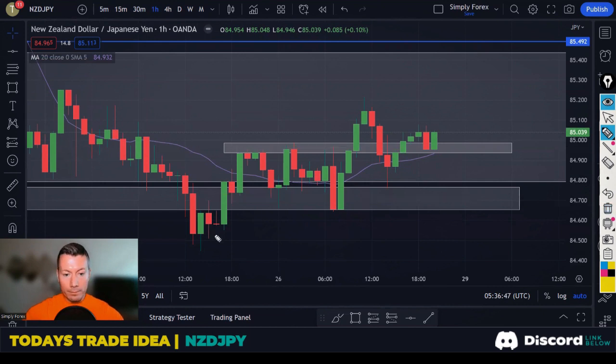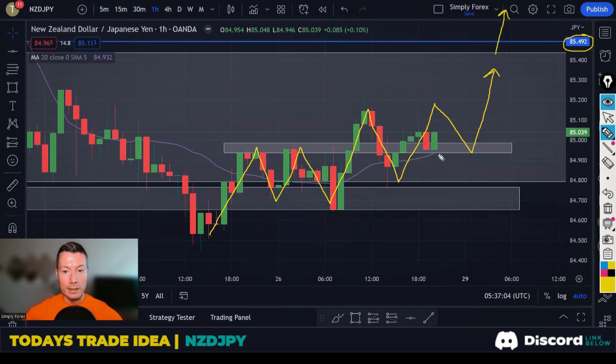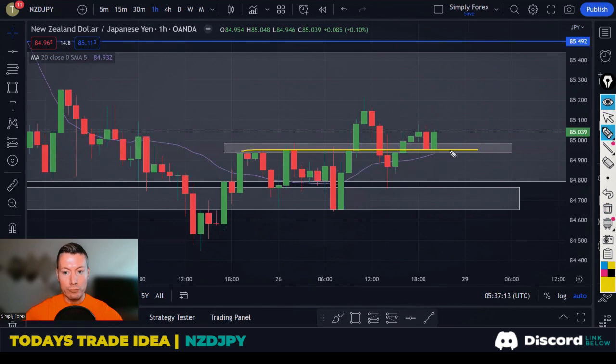So basically, guys, I just want to follow this H1 structure. If we just continue, perhaps something like this, and we just want to continue this H1 structure, first of all, up to this 85.50 level, and then potentially up to those daily highs. We just want to follow this H1 structure. So we could just trade off this level. We get a bullish reaction. Yeah, we could trade off this level.